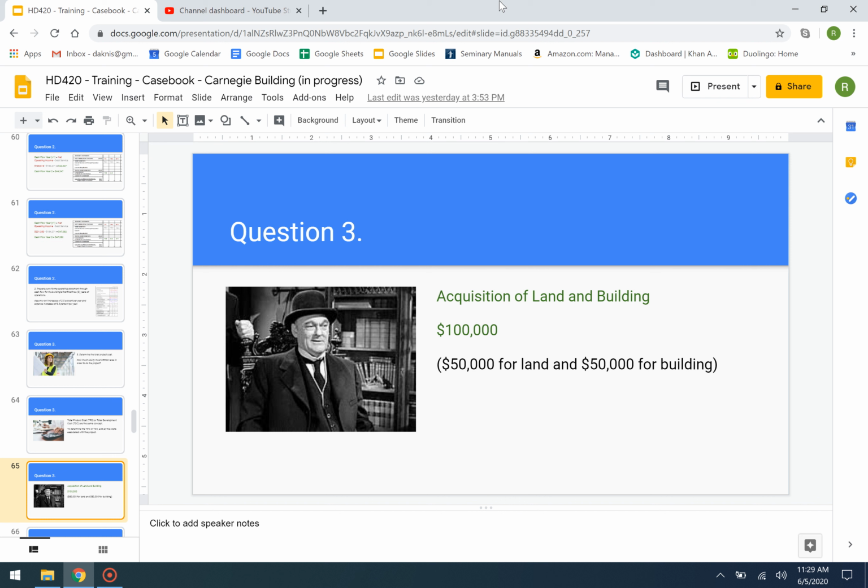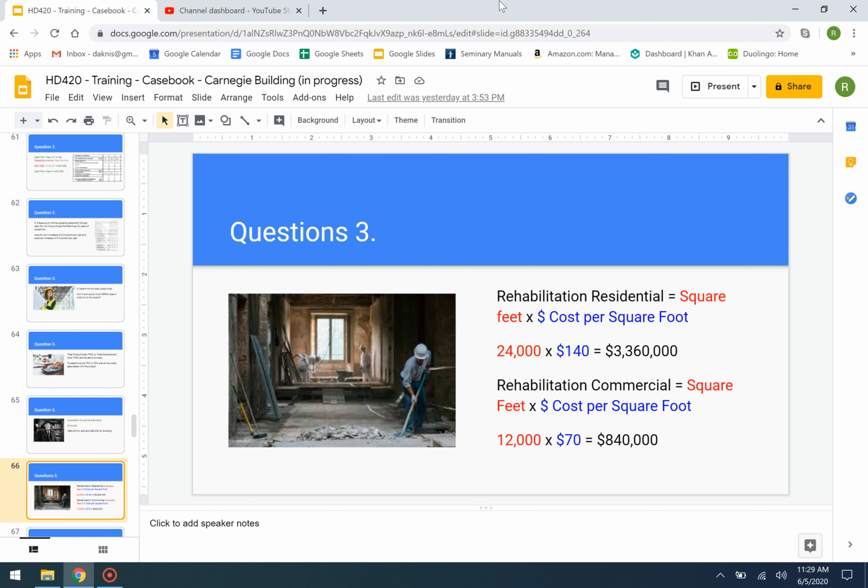Remember, Mr. Potter, acquisition of land and building is $100,000. That's $50,000 for the land and $50,000 for the building. The rehabilitation residential, the facts of it were given to us earlier in the materials. What you do is you take the square feet times the cost per square foot. We were told that we have two different floors of 12,000 square feet each, so we know that's 24,000 square feet of residential. Times the $140 per square foot, we come up with $3,360,000.